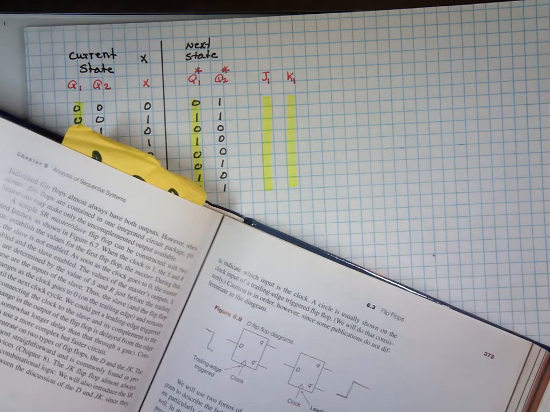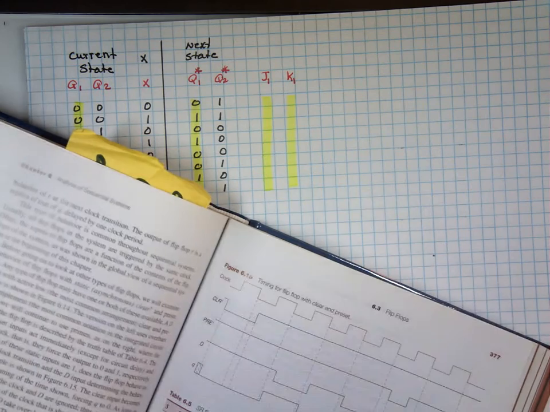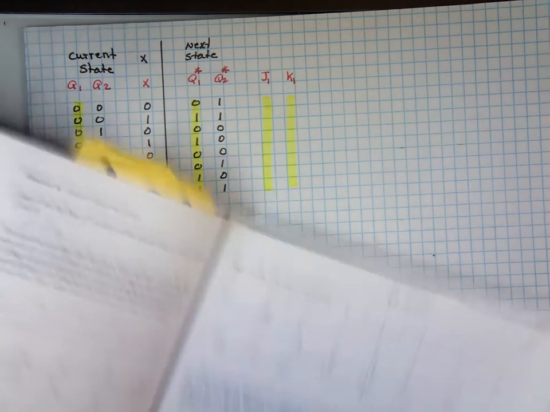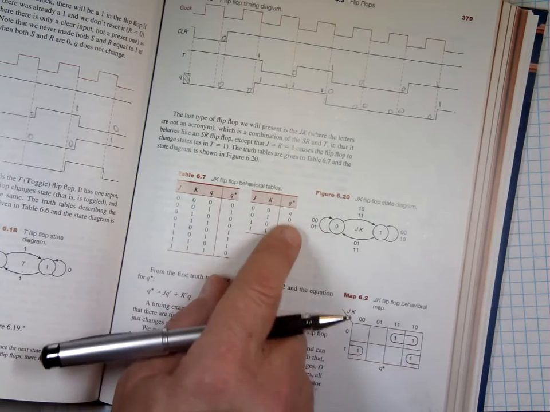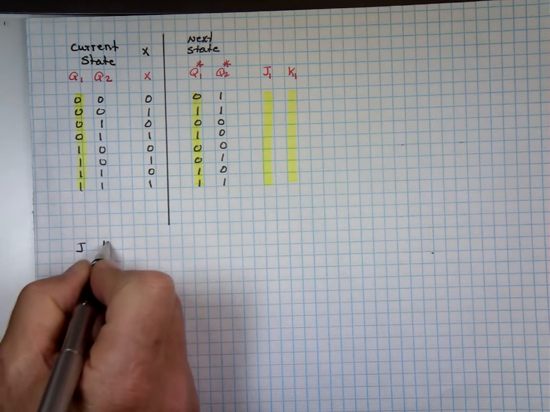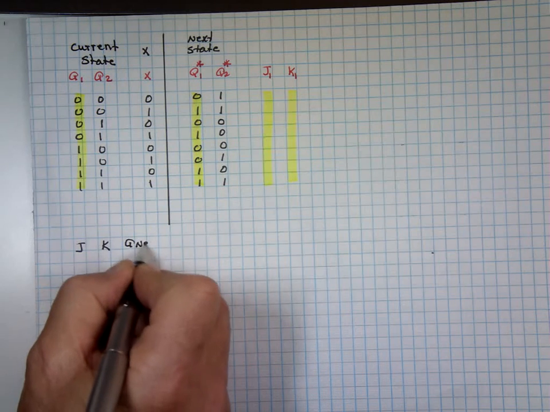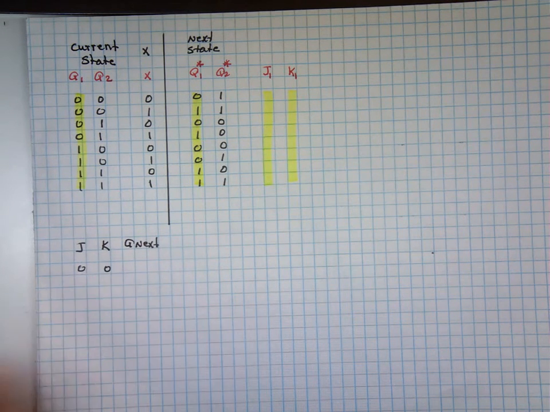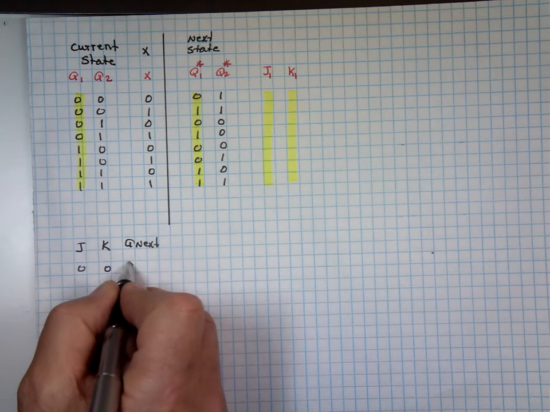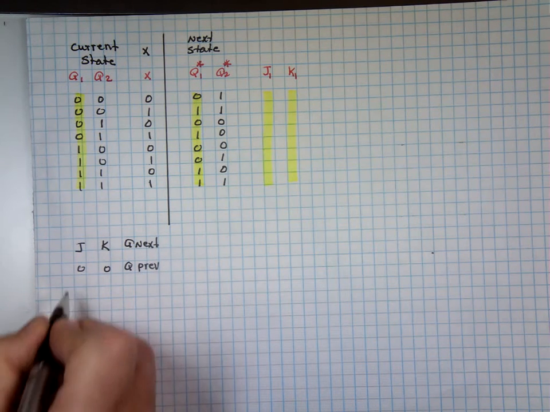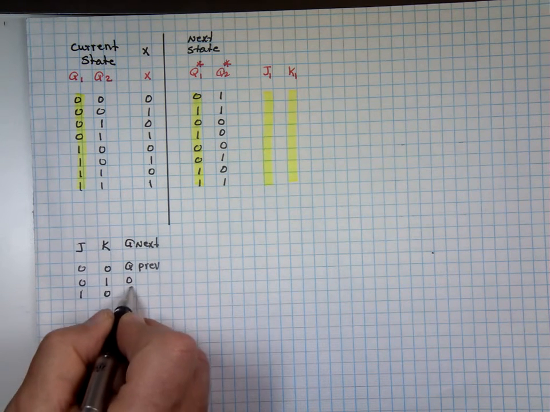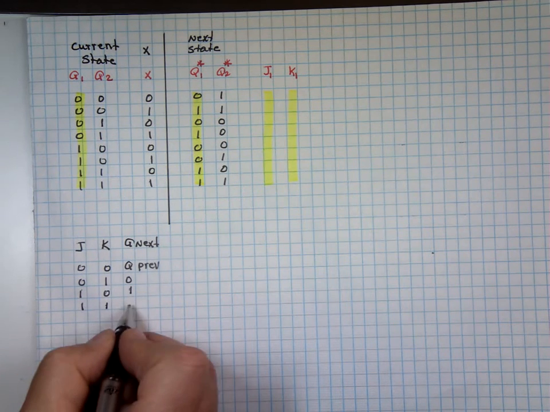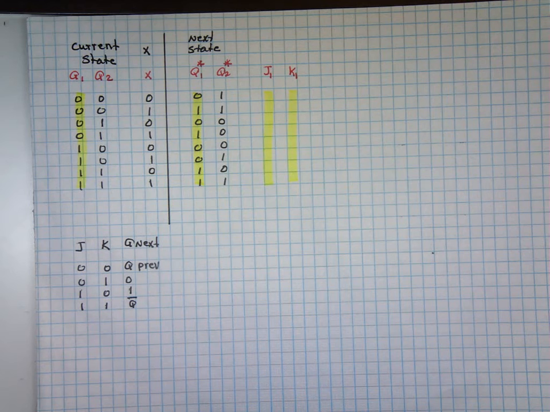Where's the JK flip-flop? That's a D flip-flop. Still D, SR, JK. Here we go. Can you see it? When J is 0 and K is 0, the next state is the same as the previous state. So let me write that down. This is the JK. This is the Q next. When it's 0, 0, Q next is the same as Q previous, stays the same. When it's 0, 1, that's a 0. When it's 1, 0, that's a 1. When it's 1, 1, that's what? Q complement. You complement the previous state.